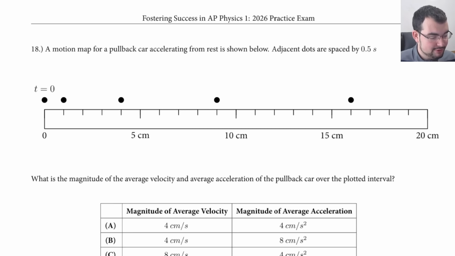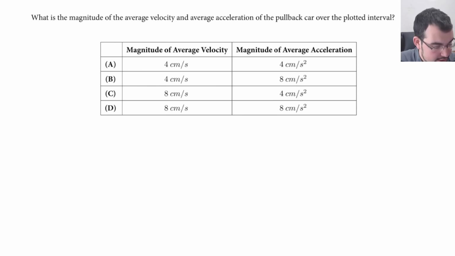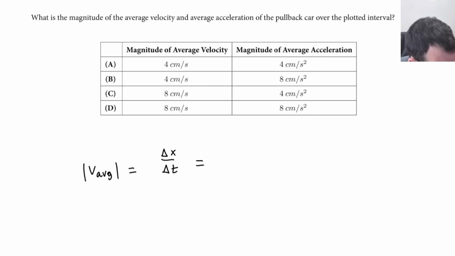All right, a motion map for a pullback car accelerating from rest is shown below. Dots are spaced by 0.5 seconds. Find the magnitude of the average velocity and average acceleration of the pullback car over this interval. Okay, well, let's get the easy one out of the way. We know that the average velocity is just delta x over delta t.